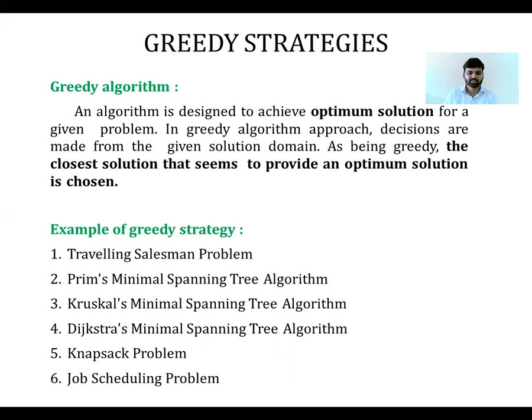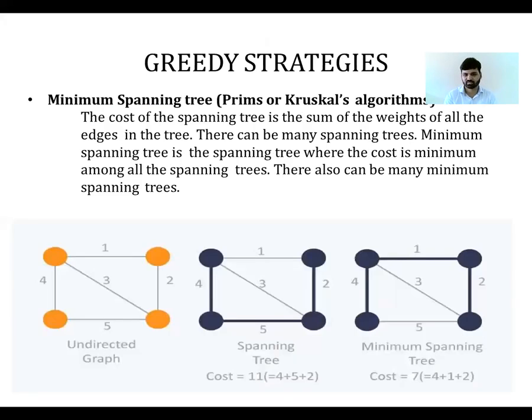That is, first one, traveling salesman problem. Second one is Prim's minimum spanning tree. Then Kruskal's minimum spanning tree algorithm. Dijkstra's algorithm. Then knapsack problem. Then job scheduling problem. We have to study at least one example from this. We have to study all these algorithms in different chapters afterwards. In this lecture we study one example from this, that is Kruskal's algorithm.